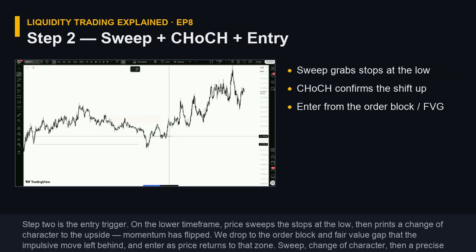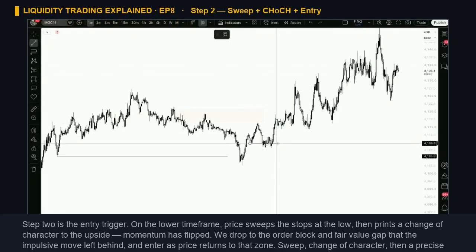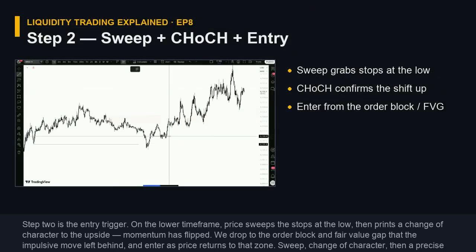Step 2 is the entry trigger. On the lower time frame, price sweeps the stops at the low, then prints a change of character to the upside. Momentum has flipped. We drop to the order block and fair value gap that the impulsive move left behind, and enter as price returns to that zone. Sweep, change of character, then a precise entry from the imbalance.